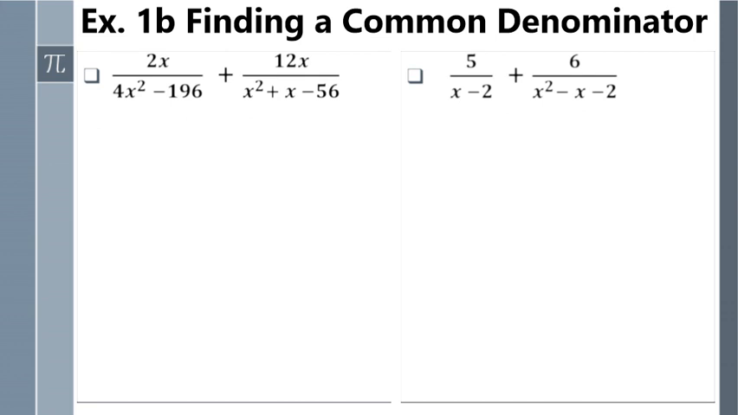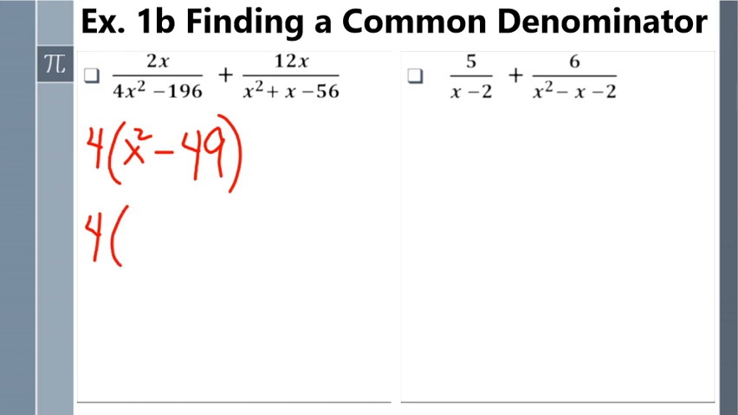So for this first one here, I need to factor 4x squared minus 196. The common factor of 4x squared and 196 is 4. So I factor out a 4, I end up with x squared minus 49. And then I can factor the x squared minus 49 because that is a difference of two squares. So the denominator here is 4 times x minus 7, x plus 7.